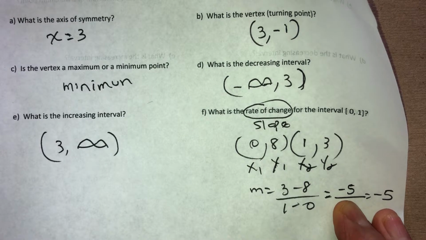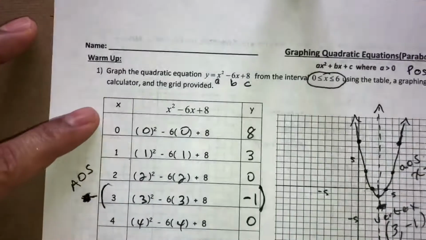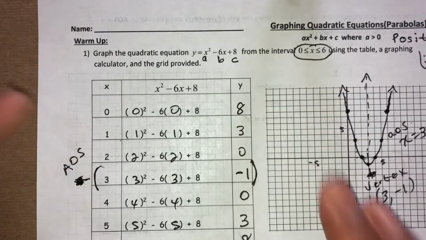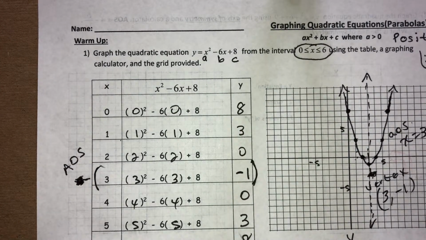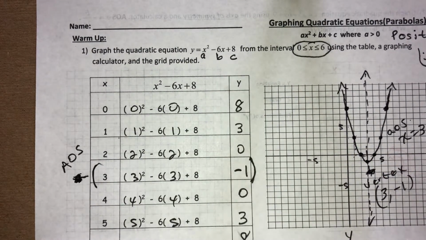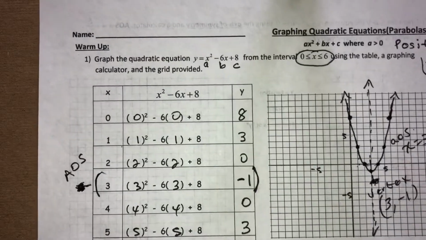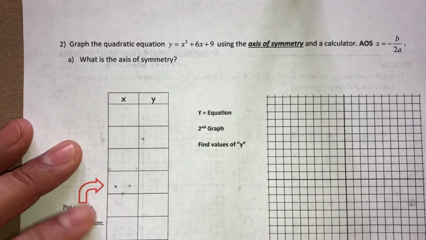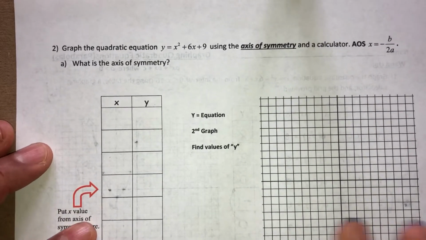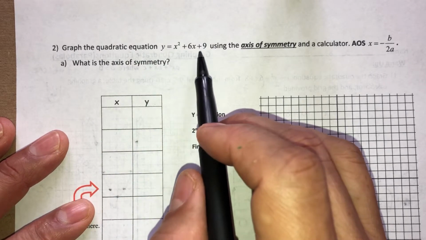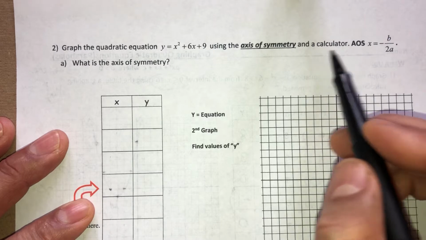Remember, guys, first of all, you have to find the values of y. That's what we did here. I gave you the equation, and I gave you the interval. Now, what happens if I don't give you the interval? If I don't give you the interval, then you have to use the axis of symmetry. So that's what we're going to do on this second page. Turn around, and you notice the instructions are different. It tells me to graph the quadratic equation y equals x squared plus 6x plus 3 using the axis of symmetry and a calculator.